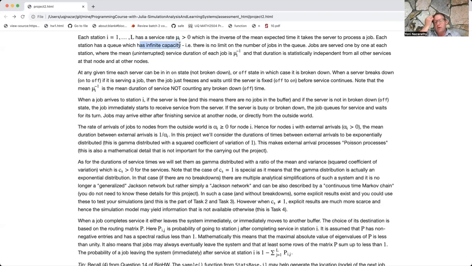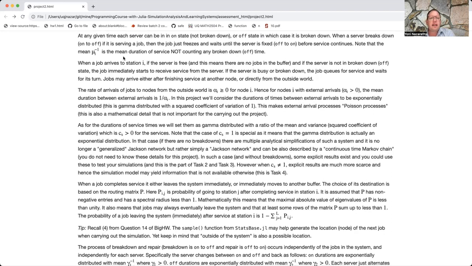Two years ago, we had a similar variant of this project where there were finite capacity queues, so when jobs arrived and the queue was full, they had to go elsewhere. Here there is no limit on the number of jobs in the queue, so queuing space is not a problem. Jobs are served one after the other, with this mean. When a job starts its service, you generate its random duration: the job arrives to server I, you get a random duration with mean mu I inverse, and that duration is independent of anything else.